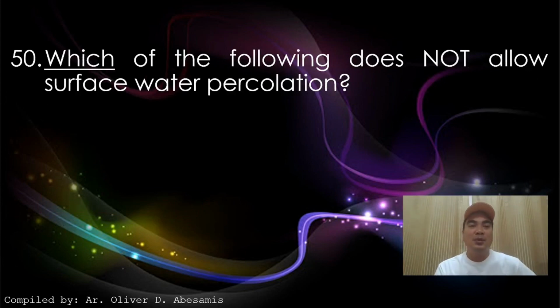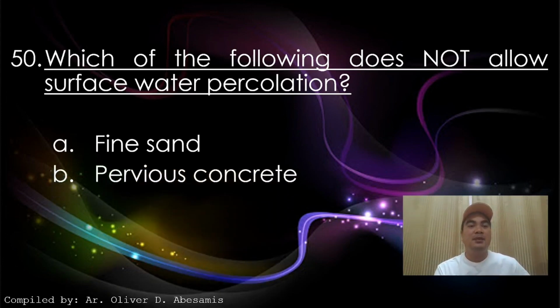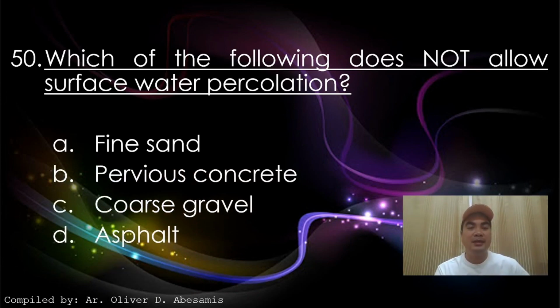50. Which of the following does not allow surface water percolation? A. Fine sand. B. Pervious concrete. C. Coarse gravel. And D. Asphalt. Answer? D. Asphalt.